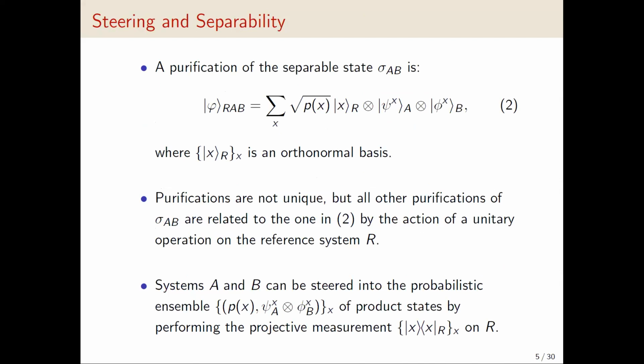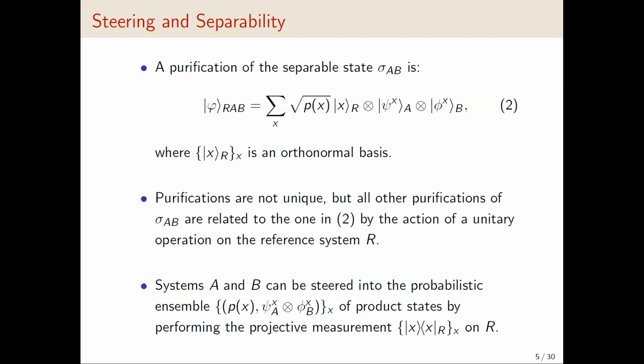A purification of a separable state can be written like this. Purifications are not unique; all purifications are related by a unitary on the reference system. We add a reference system R to sigma AB to purify it, so that the total state psi RAB is pure. If sigma AB is a separable state, then we can steer the purification into a probabilistic ensemble of product states using a projective measurement on the reference system.